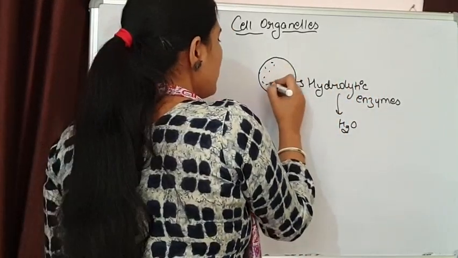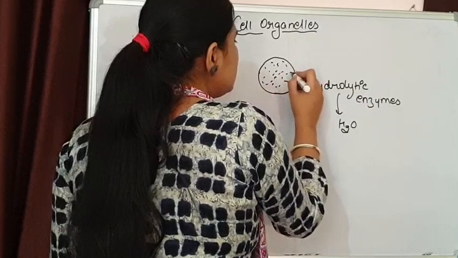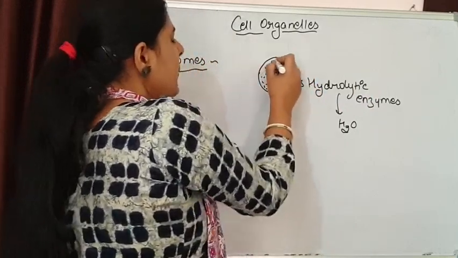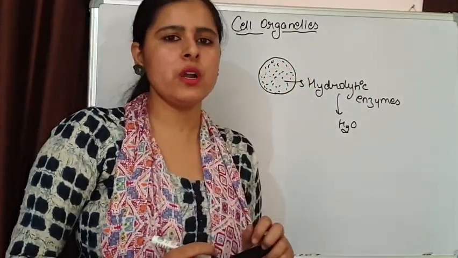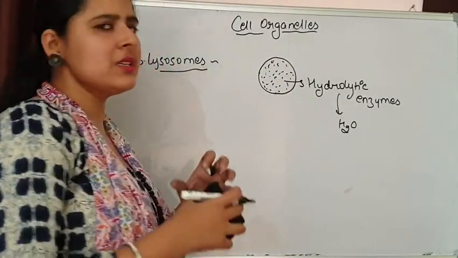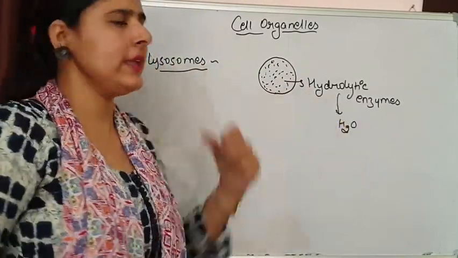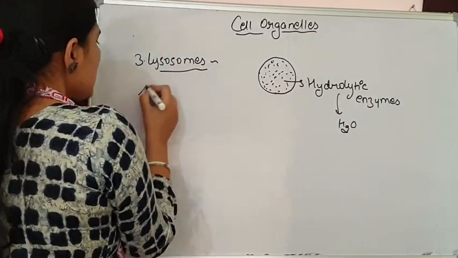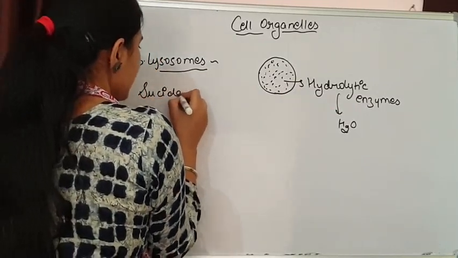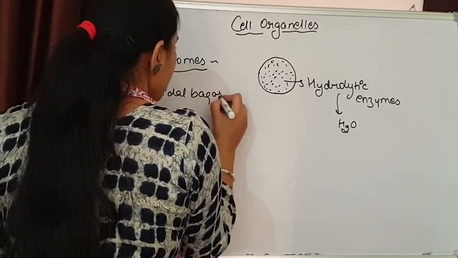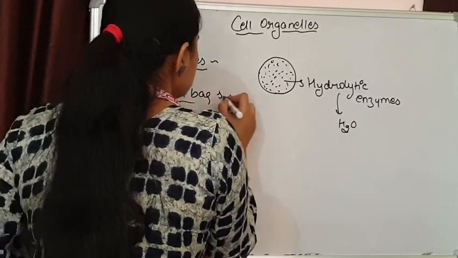So thousands of hydrolytic enzymes are present in these lysosomes. Then what are these lysosomes going to do? They are going to digest anything that comes in contact with these hydrolytic enzymes. These lysosomes are known as suicidal bags. Why are they known as suicidal bags?